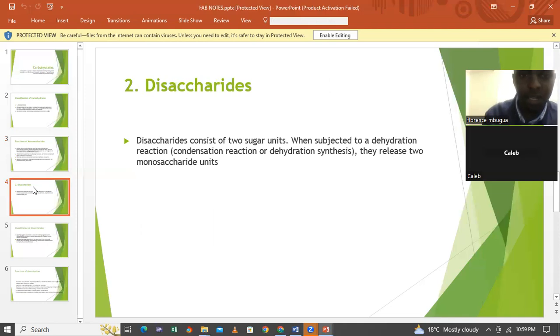As I had earlier stated, carbohydrate is classified into two, that is mono, which we've already looked at. We now have the second one, which is disaccharides. Disaccharides means two, and this one consists of 2 sugar units. When it is subjected to a dehydration reaction, that is the condensation reaction, they release 2 monosaccharide units.